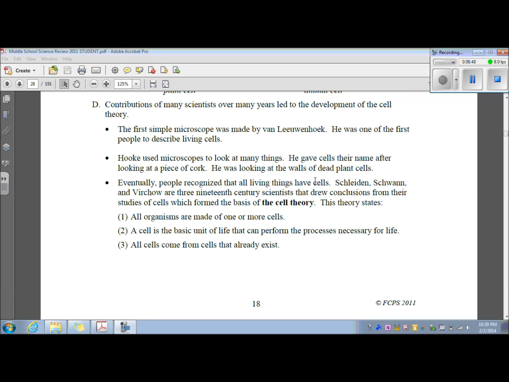Eventually, people recognized that all living things have cells. Schleiden, Schwann, and Virchow are 3 19th century scientists that drew conclusions from their studies of cells, which formed the basis of the cell theory. This theory states that 1. All organisms are made of 1 or more cells. 2. A cell is the basic unit of life that can perform the processes necessary for life. And 3. All cells come from cells that already exist.